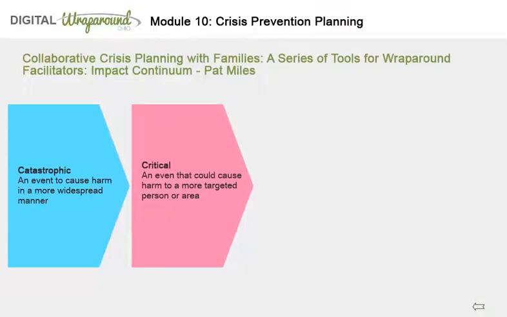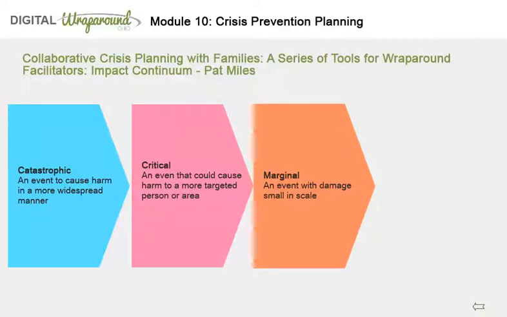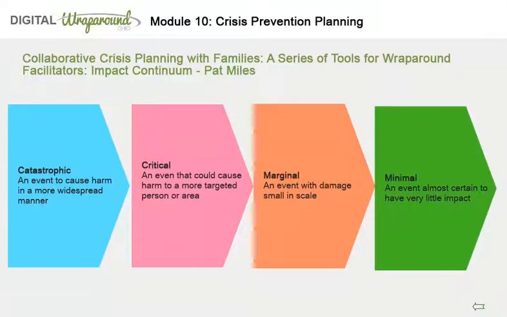The family and team should rate the defined behavior based on their perception of the severity. A catastrophic event is one that is likely to cause harm in a more widespread manner. A critical event is one that the team feels would cause harm to a more targeted person or area. A marginal event would have damage that is small in scale, and a minimal event would be almost certain to have very little impact. Events falling into the catastrophic or critical category are more likely to be viewed as safety issues, with the need for the team to plan directly around safety-related interventions. Events that fall into the marginal or minimal level of risk may not need as intense of supports.